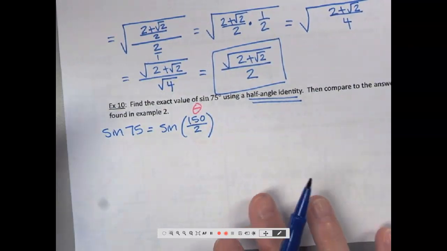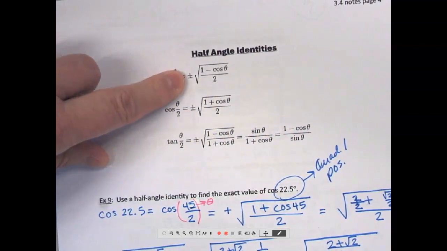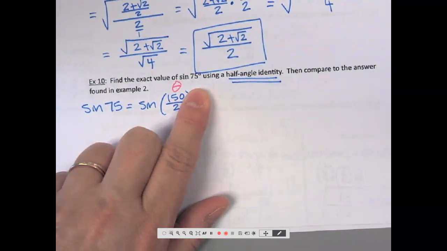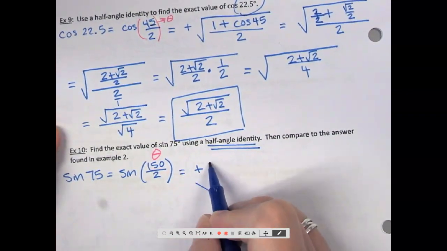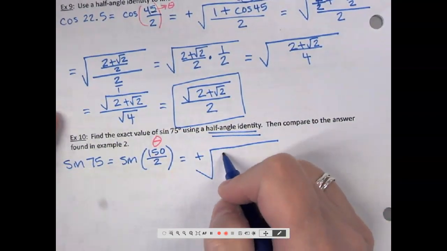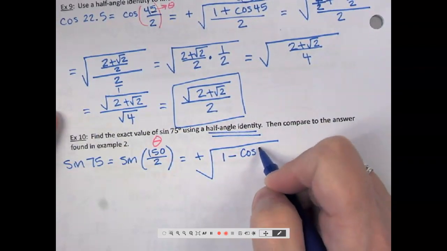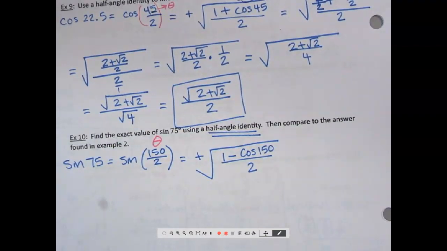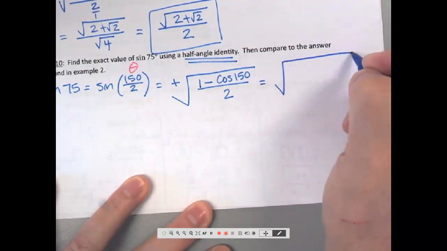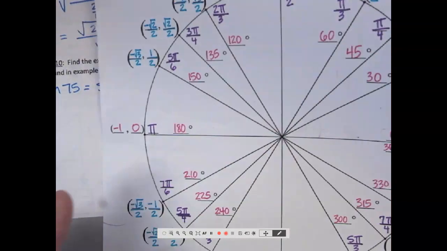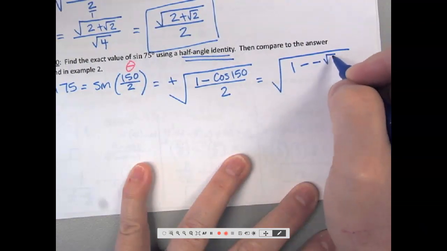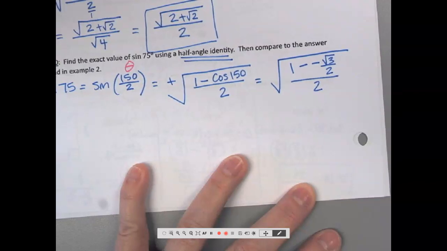All right, so it's the sine formula. Go back up here. I have to decide, is it positive or negative? Which quadrant is 75 degrees in? Quadrant 1. Everything is positive in quadrant 1, right? So we just need to use the positive. Big square root. Looking up at the formula, it's so similar to the one we just used. 1 minus cosine 150 over 2. Okay, I'm going to go to the unit circle. 1 minus cosine 150 is negative square root of 3 over 2. And all that's over 2.